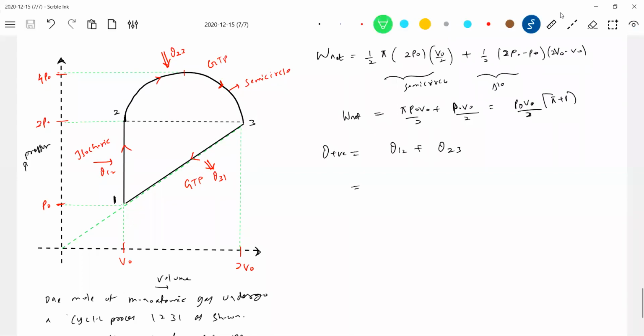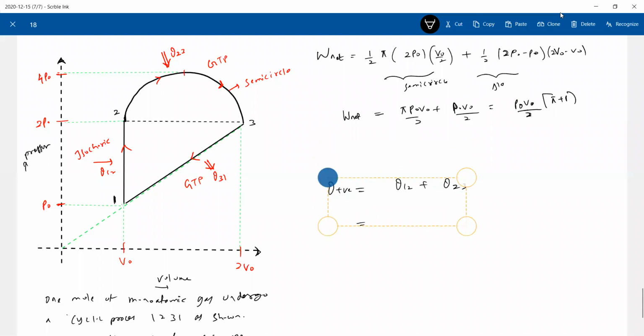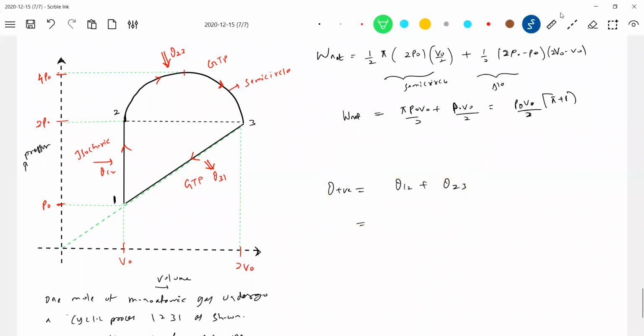Let me write those things. So temperature set. I think first we'll go for writing temperatures. It'll be easy for us. Okay, temperature at 1. So we proceed like this. For somebody's convenience, I'm writing it. So therefore, what is T1? You can write P naught V naught by R, which is T naught.